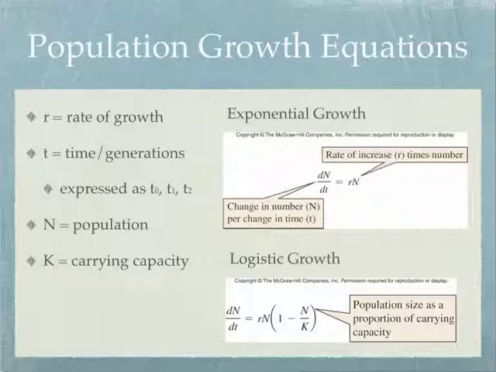To figure out how these populations grow, we look at simple things like the rate of growth, which we represent with the letter R, the time, which is the generations, or time between each generation. This is usually expressed as T0, T1, or T2. T0 being the beginning, the first generation, T1 being the second generation, and so forth. A capital N is representative of the population, the number of individuals in that population. Capital K represents the carrying capacity. You can see on the side the two equations for exponential growth and logistic growth.